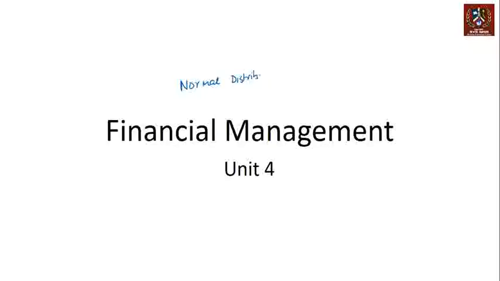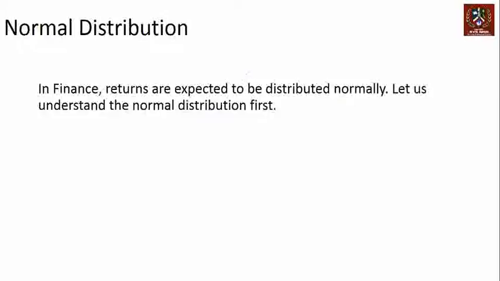In finance, it is assumed that returns of any kind of stock or any kind of asset are distributed normally. This is an important concept because mathematically this makes sense, but whether it holds true in the real world has to be tested. So first, let's understand what this term normal distribution means. It's also known as a bell curve.